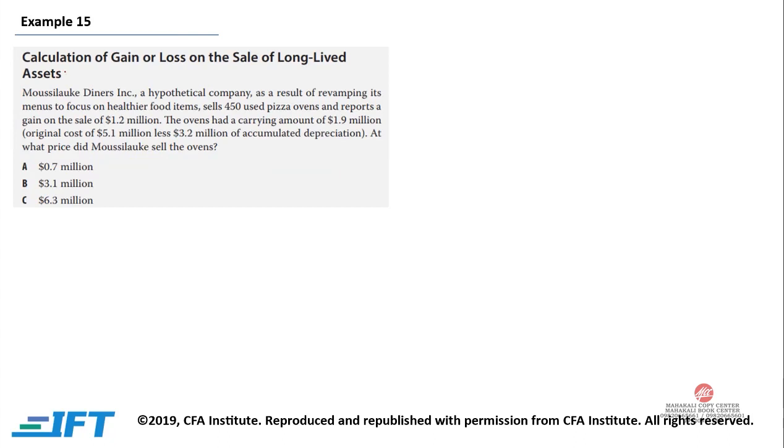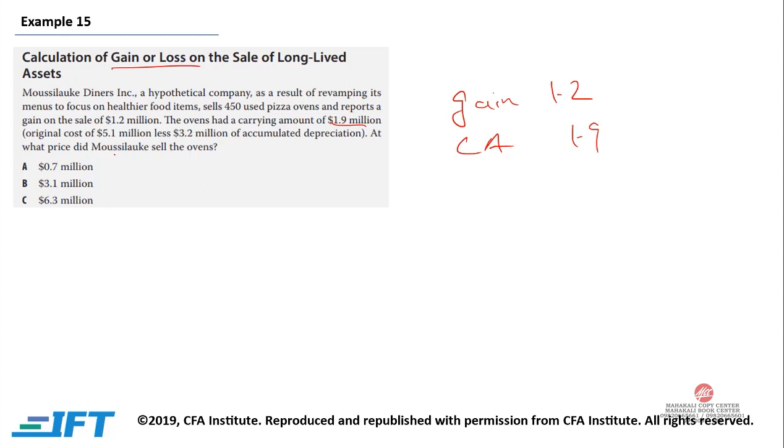Example 15, calculation of gain or loss on the sale of long-lived assets. So Mosilowski Dinners & Company, a hypothetical company, as a result of revamping its menus to focus on healthier food items, sells 450 used pizza ovens and reports a gain of 1.2 million. So there's a gain of 1.2 million. The oven had a carrying amount of 1.9 million. So the carrying amount is 1.9 million. There is also your book value.